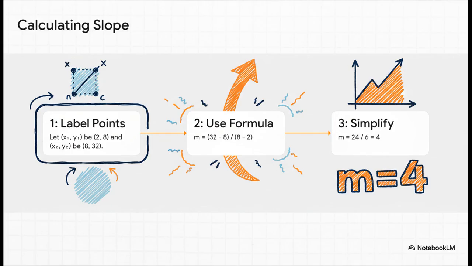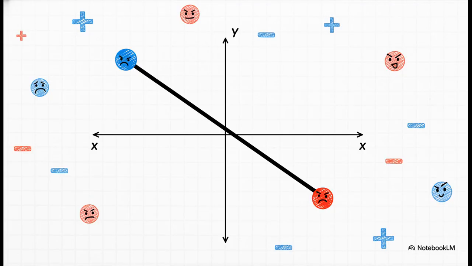All right, let's break this down. First things first, we label our points. Then, we just pop those values right into the formula. On top, we get 32 minus 8, and on the bottom, 8 minus 2. That gives us 24 divided by 6, which simplifies down to a nice, clean slope of 4. Simple as that.